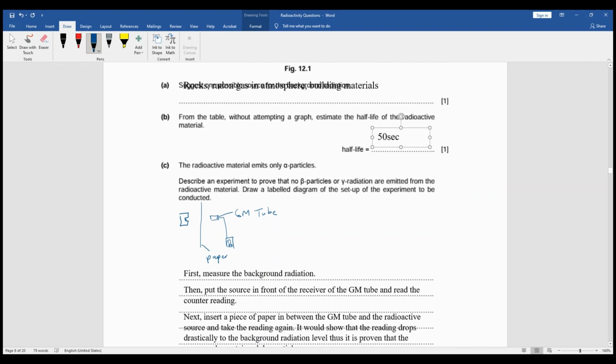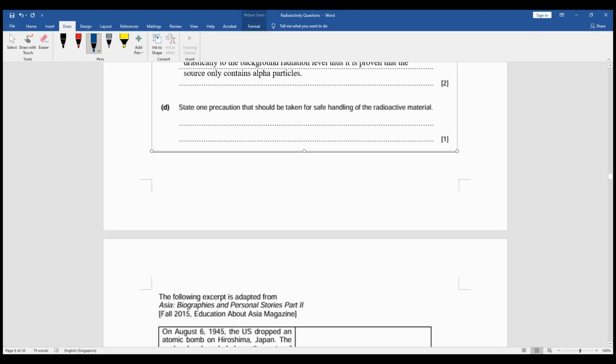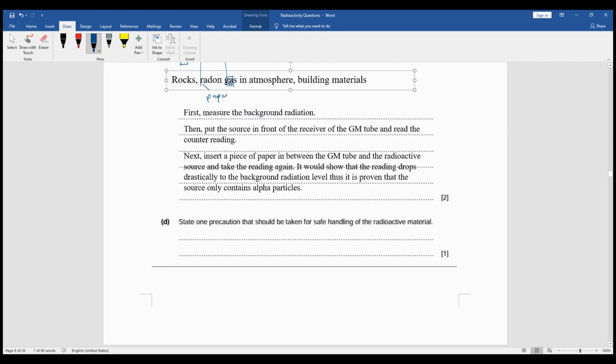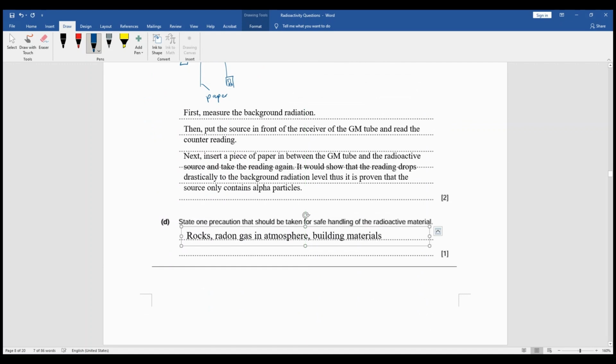Okay, the 50-second answer is shifted upwards. Okay, next. State one precaution that should be taken for safe handling of the material. Since it's alpha, maybe you should always wear gloves when handling. That's a good enough one because alpha will not be able to penetrate the glove.